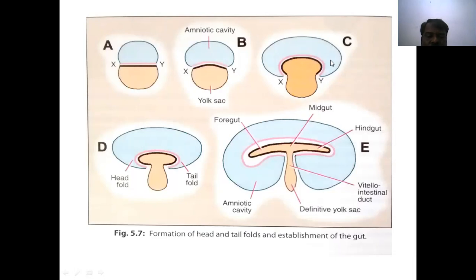The enlarged amniotic cavity pushes this yolk sac centrally, so it looks like a dumbbell shape. This yolk sac is there. See, the pink color is the ectoderm layer and the black color is the endoderm layer. Further, as the amniotic cavity pushes, it looks like a T shape. Here we can identify the primitive yolk sac becoming a horizontal cavity. So this is the head fold, this is the tail fold.